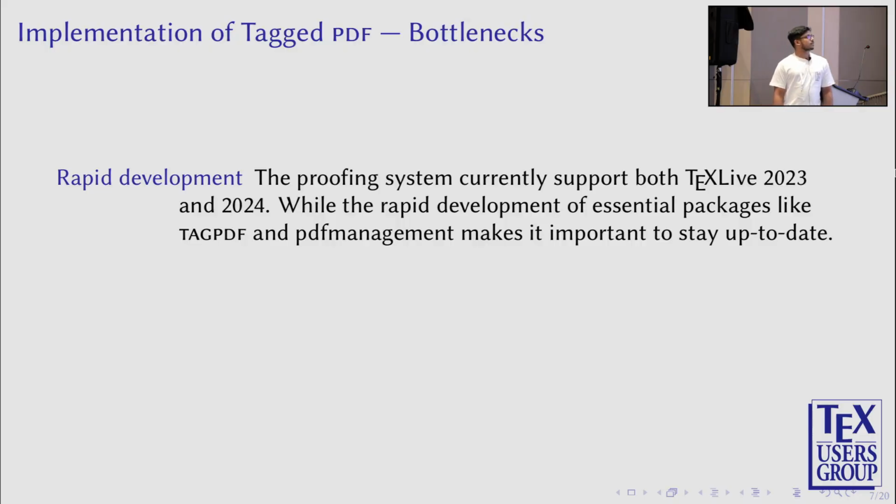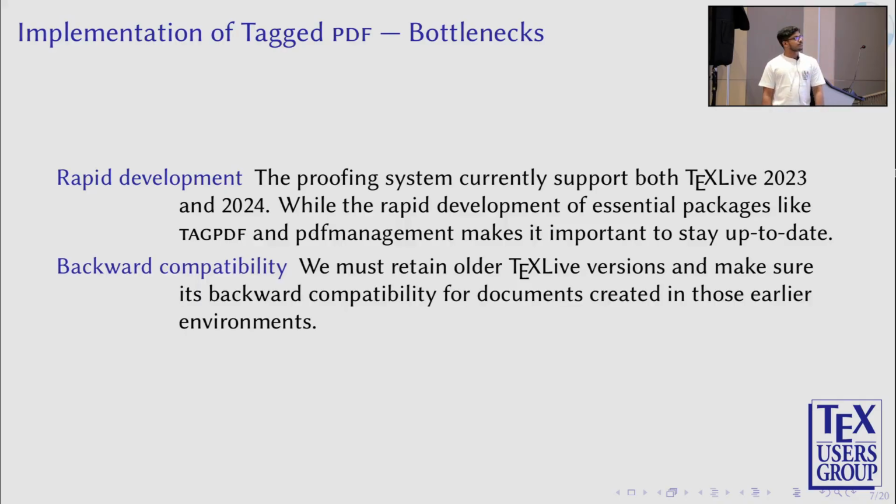So the bottlenecks: as I said, we started working on tagged PDF in 2023 and it is still going on, and we are still watching these 2 guys in front of me. We keep updating the packages, but we are working in a production setup, so we need to make sure the updates won't affect the pagination, or that if anything goes wrong, content may be missed. So we need to keep updating along with them.